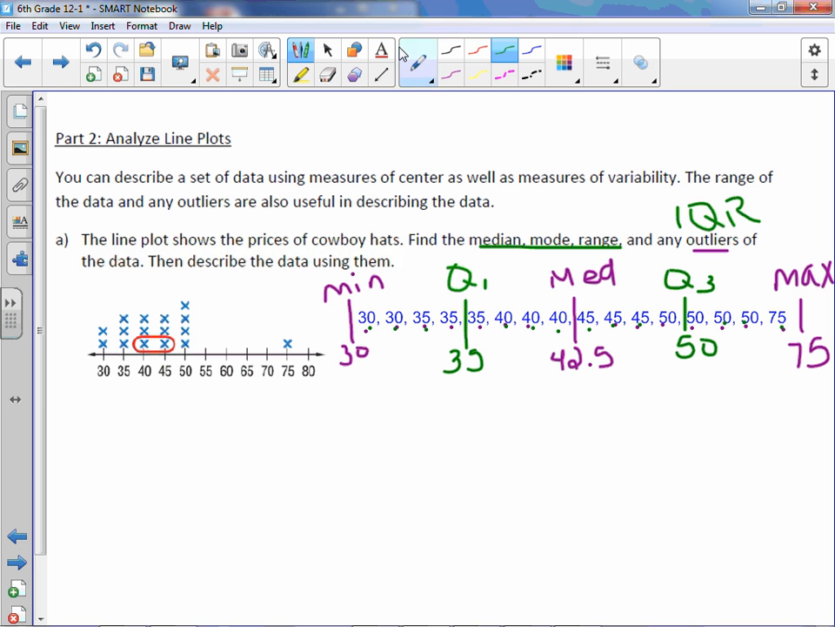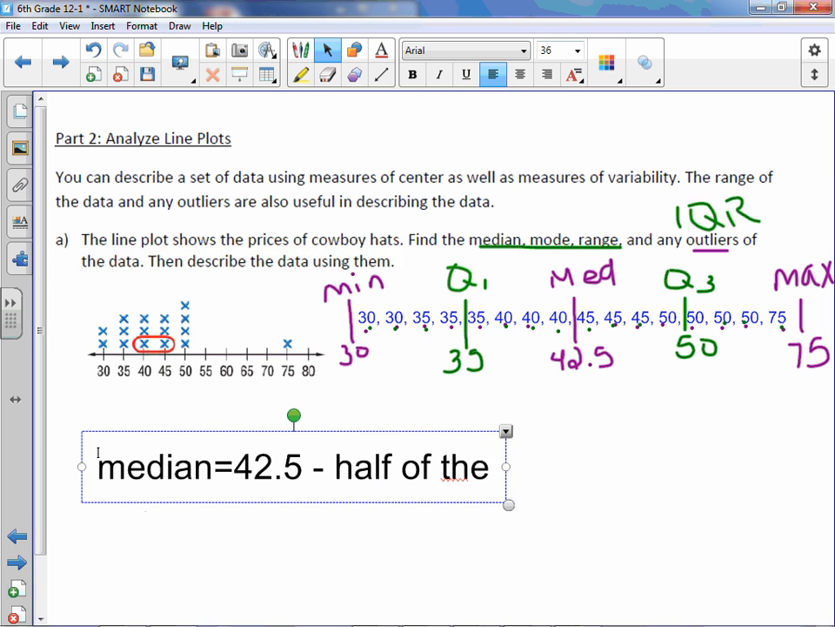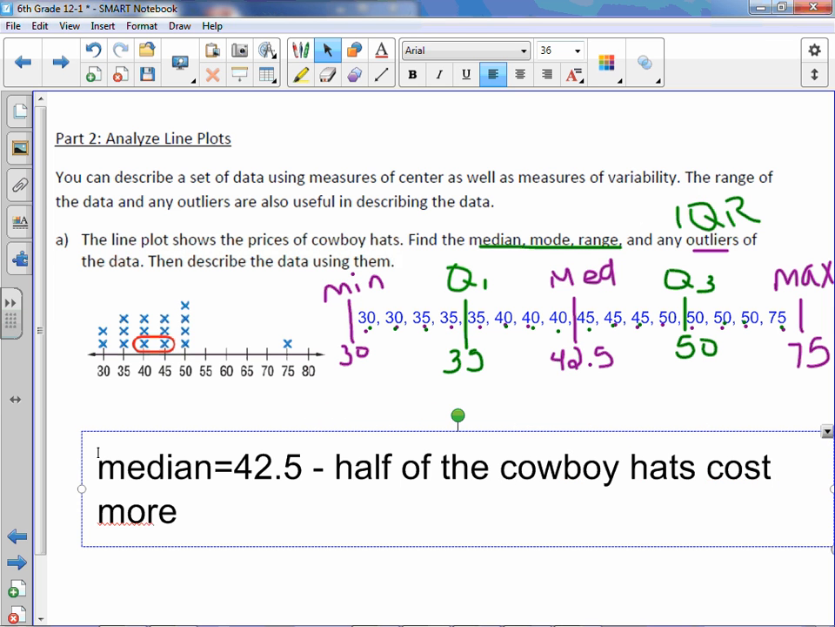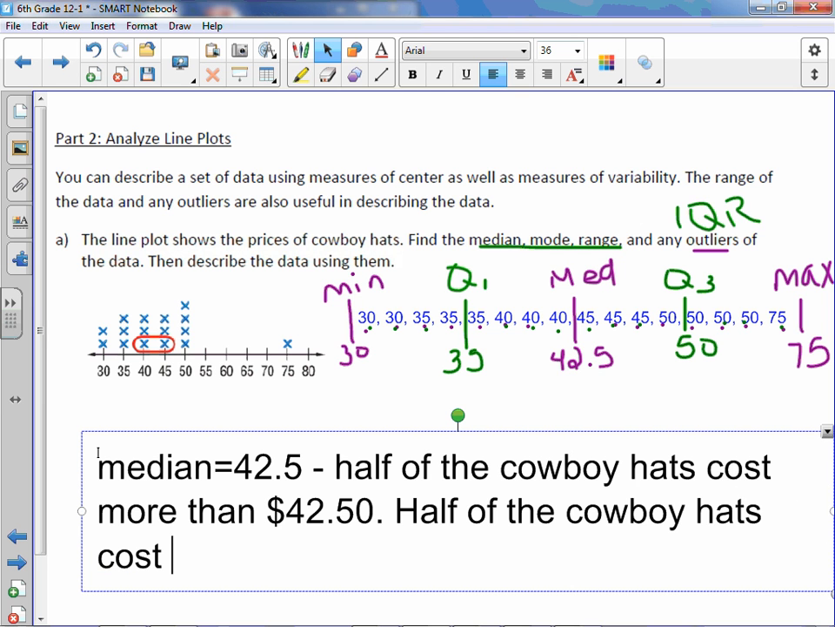All right. The median we have already. The median is 42.5. And I'm just going to jot down what that means. It means that half of the data, or cowboy hats in this case, cost more than $42.50. It also means that half of the cowboy hats cost less than $42.50.